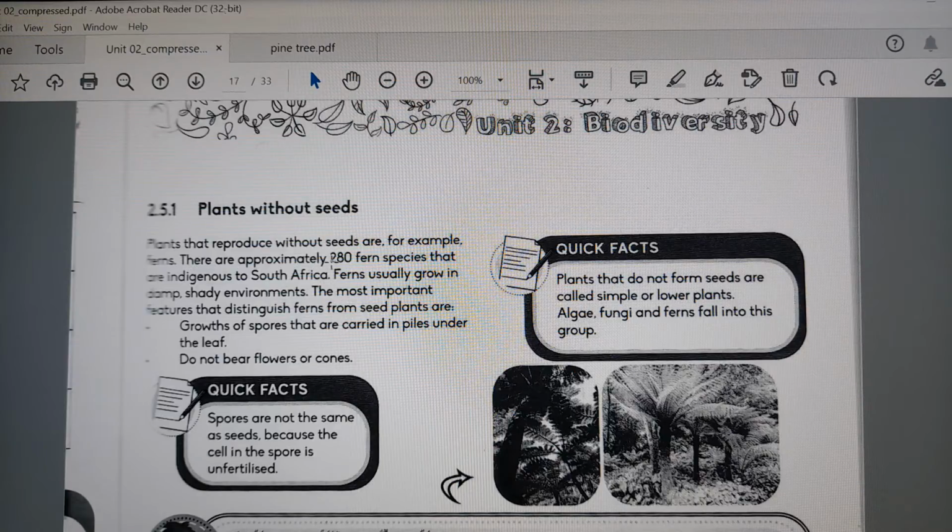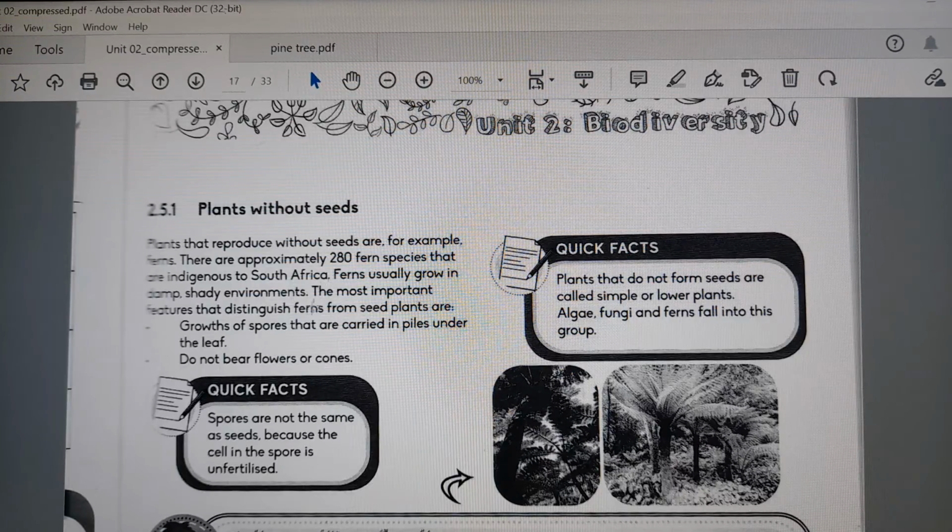There are approximately 280 fern species that are indigenous to South Africa. Ferns usually grow in damp, shady environments. The most important feature that distinguishes ferns from seed plants is the growth of spores that are carried in piles under the leaf, and they do not bear flowers or cones.